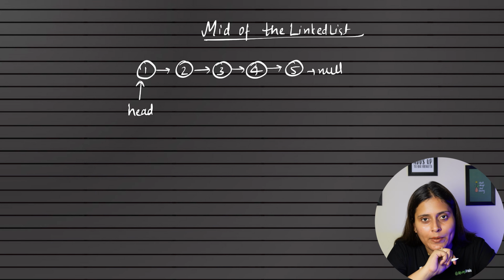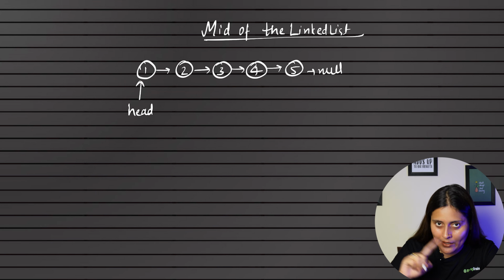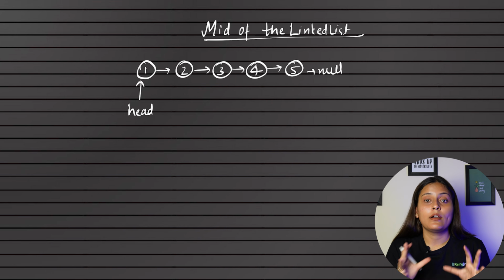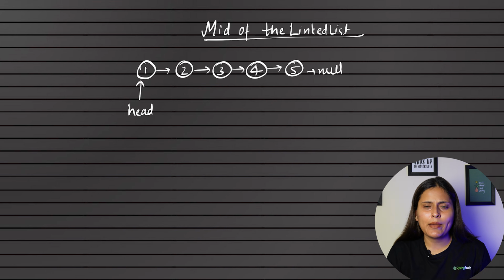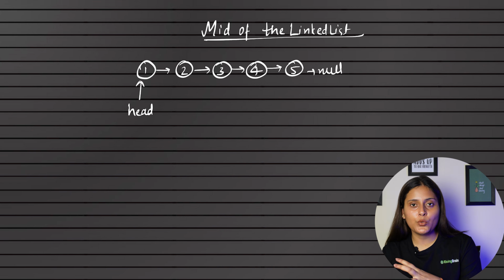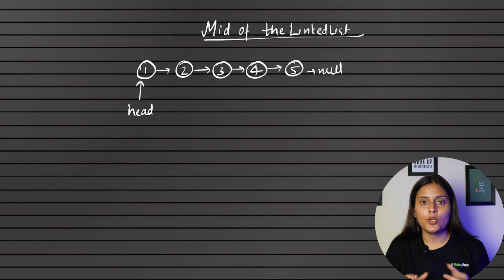But what is the time complexity? The time complexity will be O of n to calculate the length, and then further O of n by 2. Although O of n plus n by 2, which is 3n by 2, is linear only, but in linked list n plus solutions are mostly brute force, and when you can write this in O of n or O of n by 2, you can say you have written the optimized code.